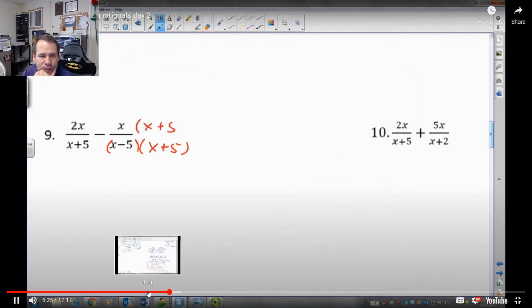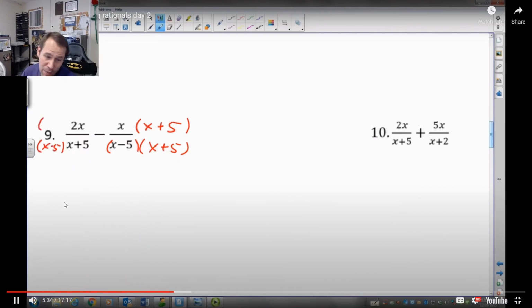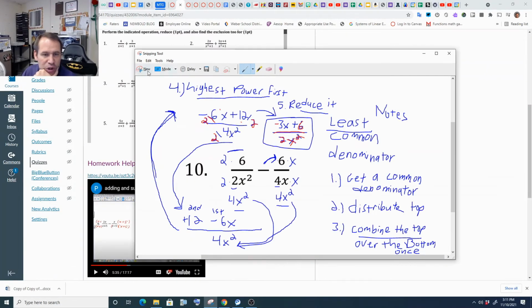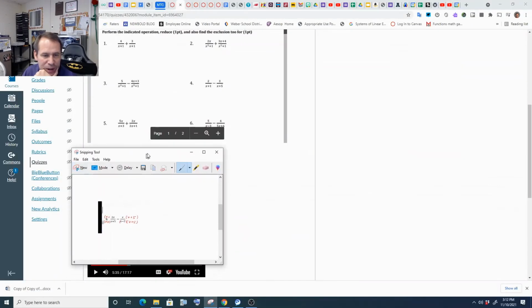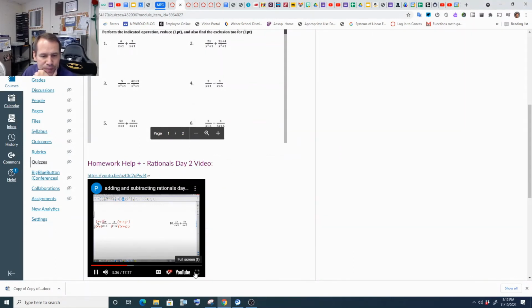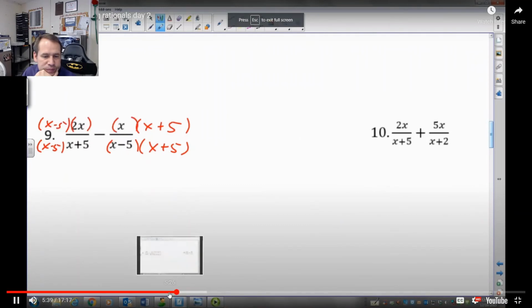So basically, here's number 9, for example. What if you don't have a common denominator, like x plus 5 times x minus 5? Well, you can make a common denominator. How you do that is you take x plus 5 and multiply it to the top and bottom. Then you take x minus 5, on the other side, and multiply it on the top and bottom, together with their own individual parentheses. Let me show you that.